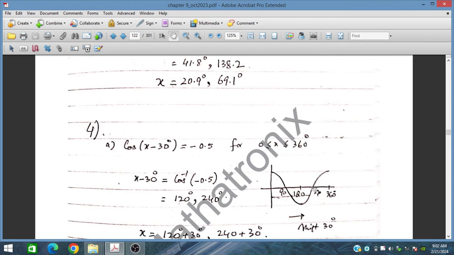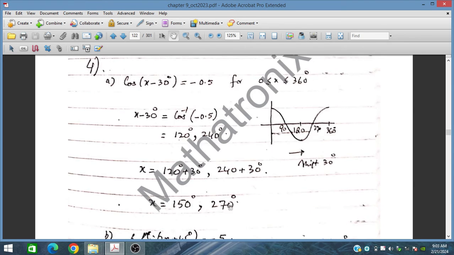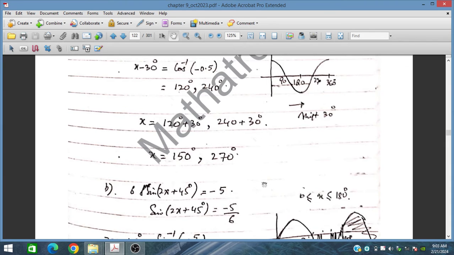So now question number 4, we have to solve it. This is part A: cos(x minus 30 degrees) equals minus 0.5 for 0 to 360 degrees. So x minus 30 degrees, cos inverse of minus 0.5, is in the second and third quadrant. The second and third quadrant angles are 120 degrees and 240 degrees, so x minus 30 degrees is equal to 120 and 240 degrees. So 30 degrees will shift, we add it to this, and we get x equal to 150 and 270. And we have drawn it in the graph as well.